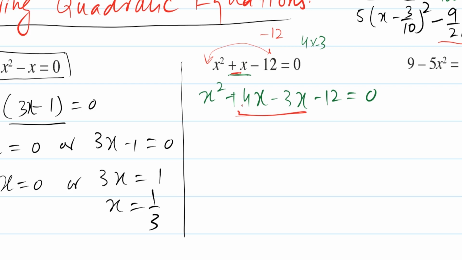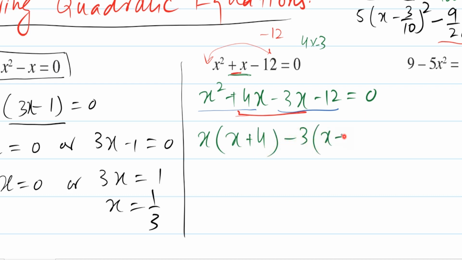If we have 4 terms, the factorization can be done by using grouping. So we will make 2 groups, the first group and the second group, and we will take common from each group. From the first group we can take x common, leaving x plus 4. From the second group we can take minus 3 common, leaving x plus 4, is equal to 0.